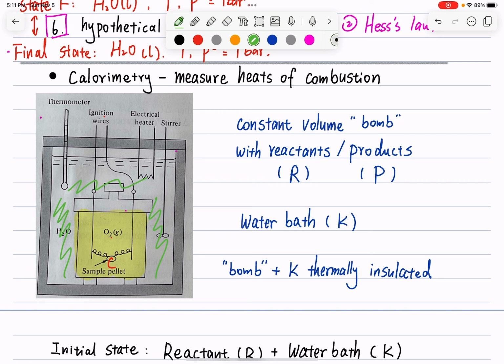And surrounding our bomb, we have a water bath. By measuring the temperature difference of the water bath, we get an idea about how much heat has been released from the reaction. So here we have the thermometer to monitor the temperature difference. And obviously, when we talk about the bomb here, these walls are thermally conducting.